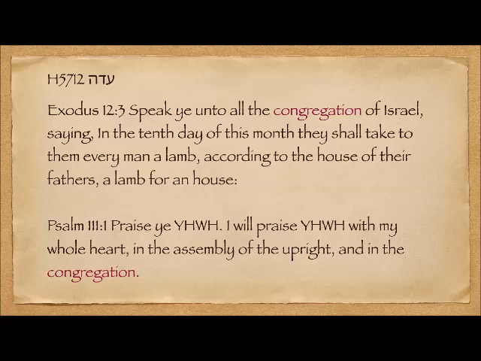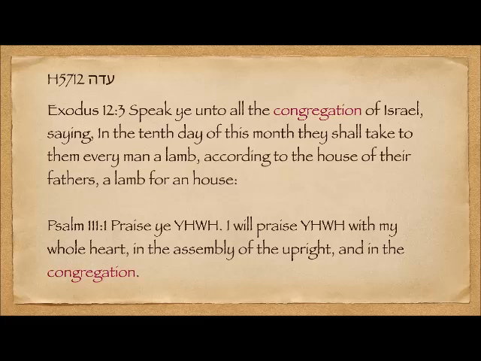If we add a hey, we have a word edah, which means congregation. The congregation, of course, should be the witness to the world that we belong to Jehovah. Exodus 12:3. Speak ye unto all the congregation of Israel, saying, in the 10th day of this month, they shall take to them every man a lamb according to the house of their fathers, a lamb for a house.